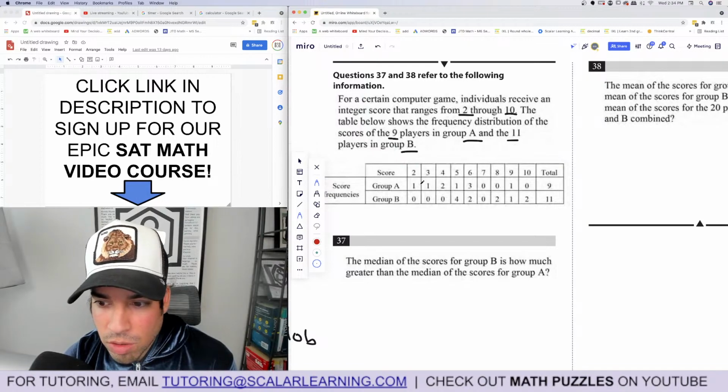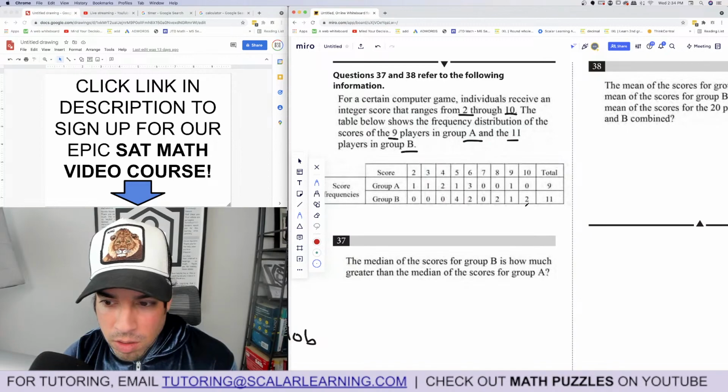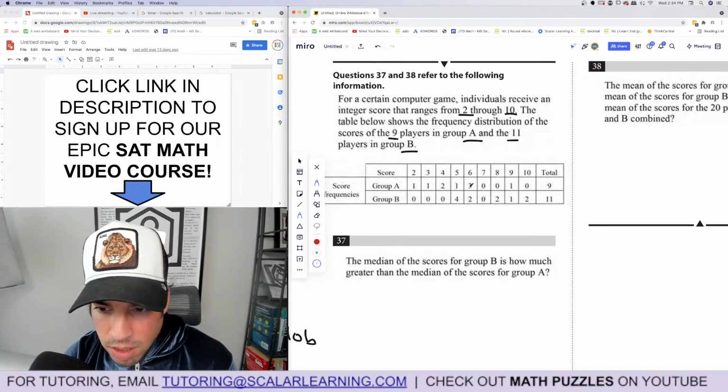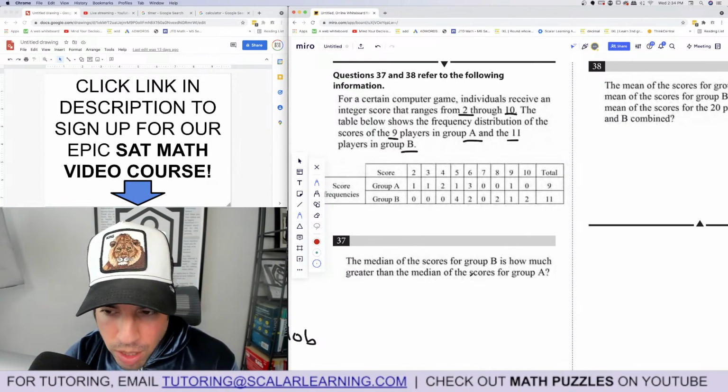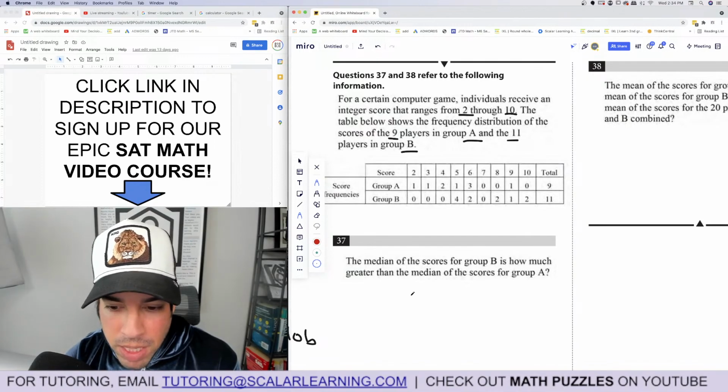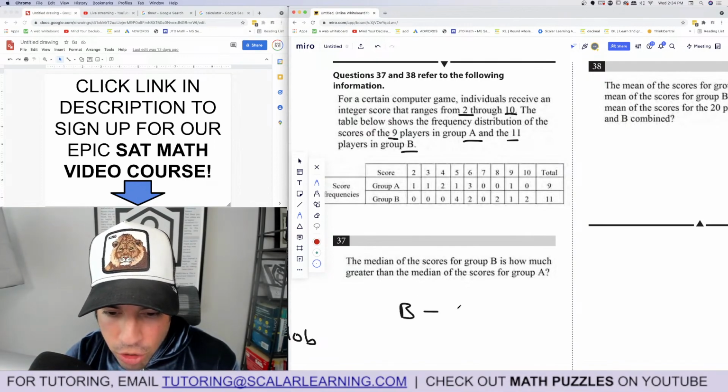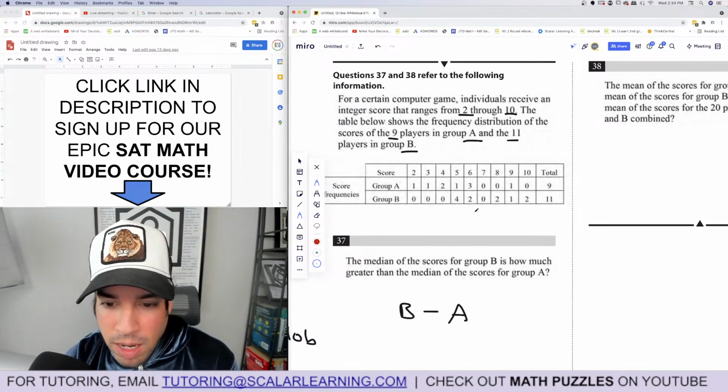9 players in Group A. Got it. Okay. A lot of people got 5s here. A lot of people got 6s here. The median of the scores for Group B is how much greater. Okay, let's calculate the median. So median of B is how much greater than the median of A. So we've got to do B minus A.